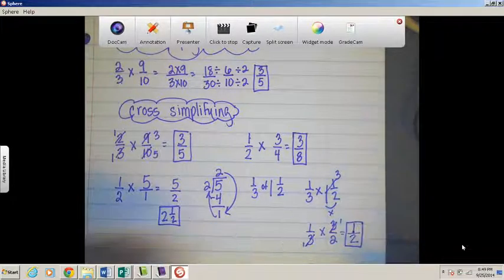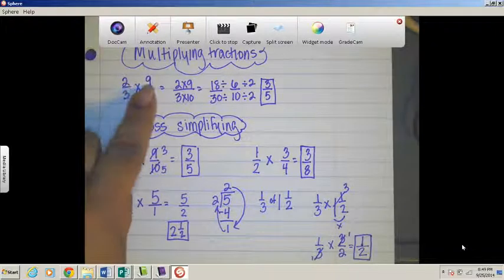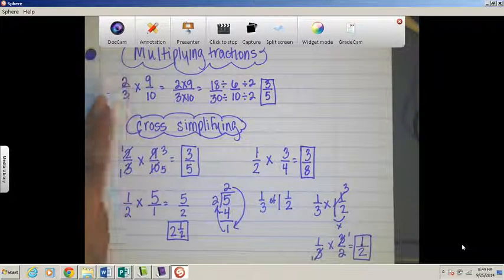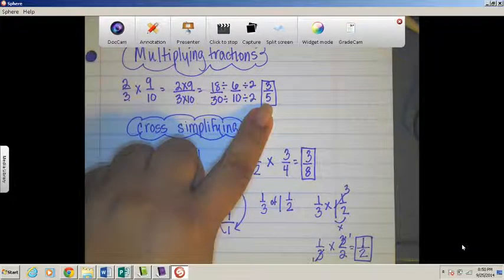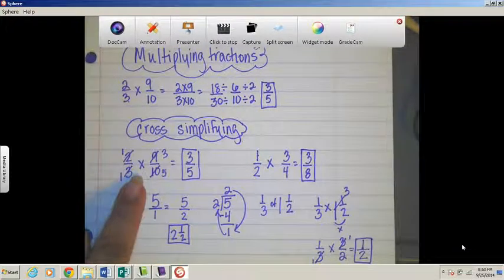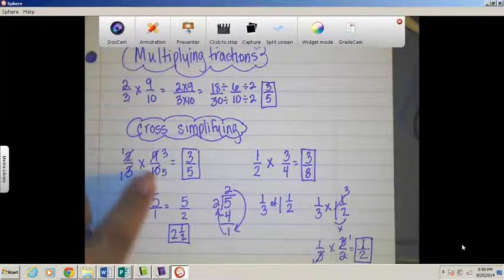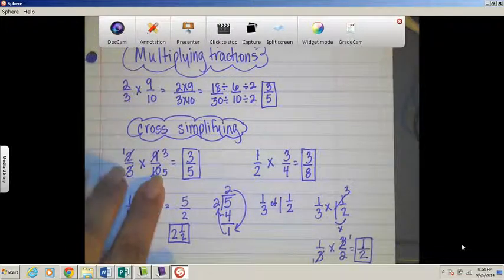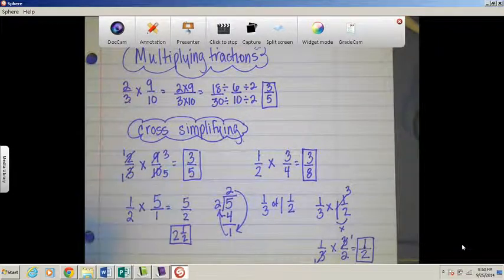Remember that when you are multiplying fractions, you multiply the numerators and you multiply the denominators, and then you simplify. You can also simplify beforehand, looking at the diagonals. If the diagonals can simplify, then simplify them first, then multiply.